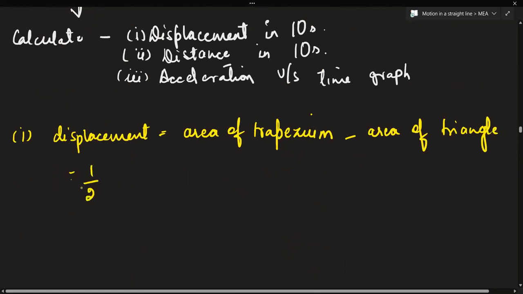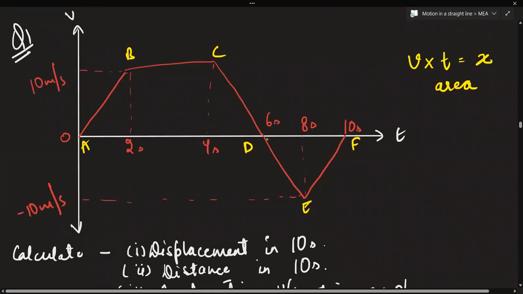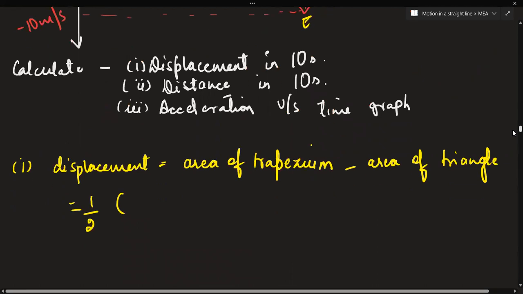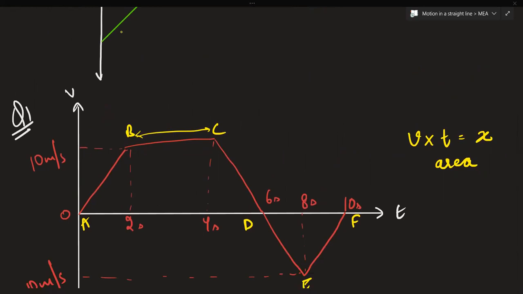So area becomes half into the sum of parallel sides. See what the parallel sides are. One side is this, so this becomes 6. The other side is this, BC, so this is 2. So 2 plus 6, multiplied by the height: half into sum of parallel sides into height, the separation between them. Can anyone tell me the height of this trapezium? See, what will be this distance?